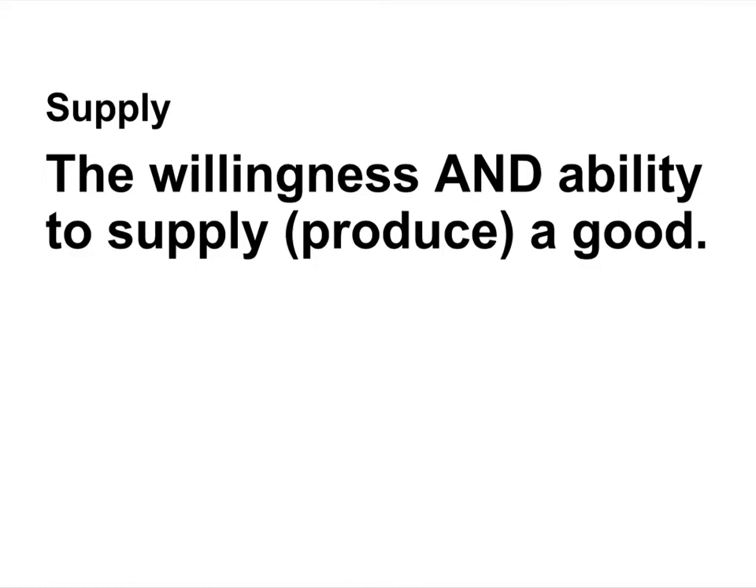Now on to supply. Supply is the willingness and ability to supply, or what you might call produce, a good. There's kind of two entities in the microeconomy: you have producers and you have consumers. So in demand, we're talking about consuming goods, purchasing goods, going to the store, going to the product market and purchasing or consuming a good.